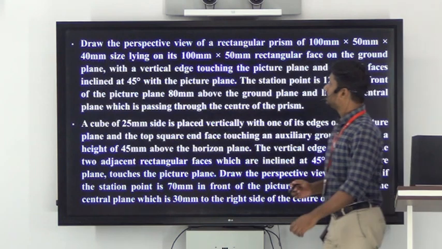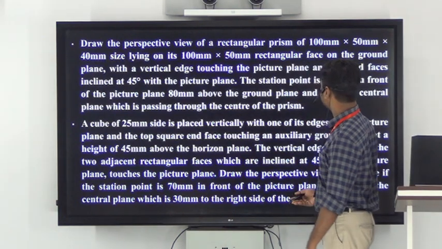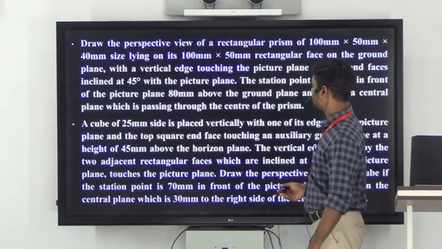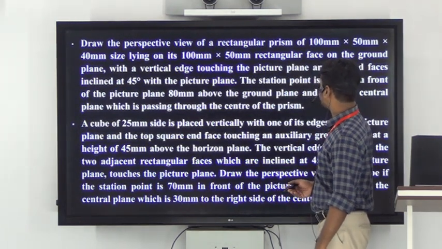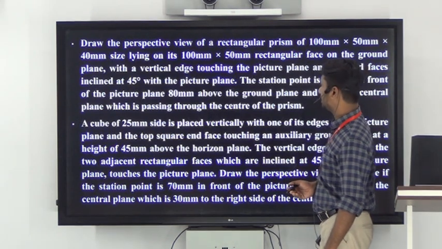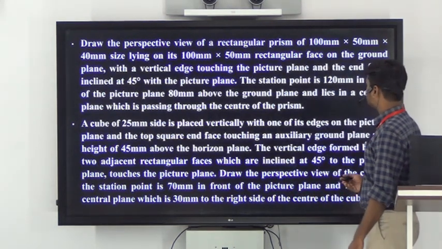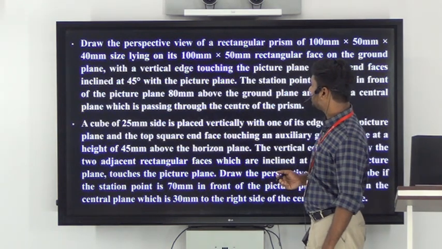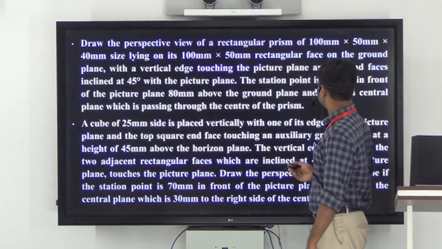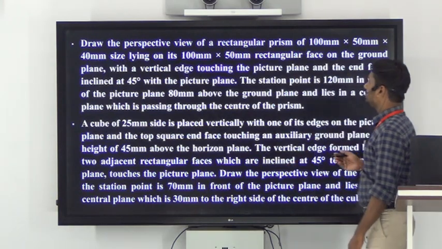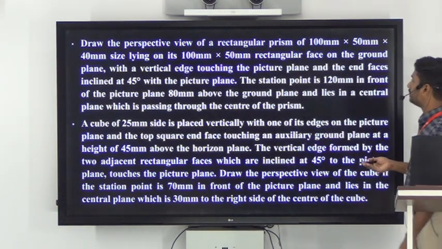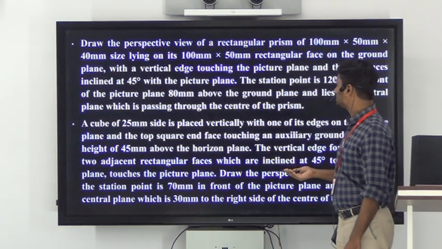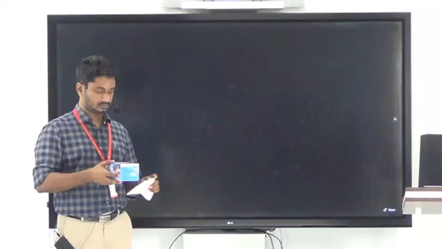So first one is: draw the perspective view of a rectangular prism of 100 mm into 50 mm into 40 mm size lying on its 100 mm into 50 mm rectangular face on the ground plane with a vertical edge touching the picture plane and the end faces inclined at 45 degree with the picture plane. The station point is 120 mm in front of the picture plane, 80 mm above the ground plane and lies in a center plane which is passing through the center of the prism.